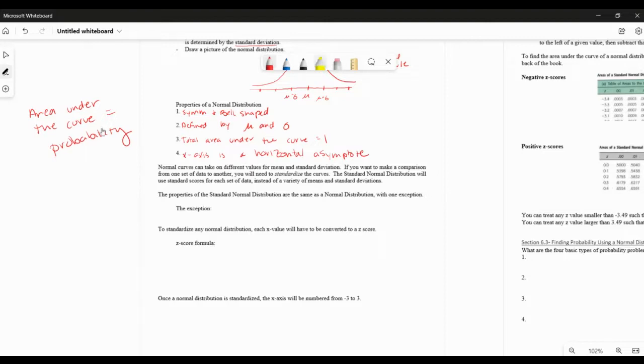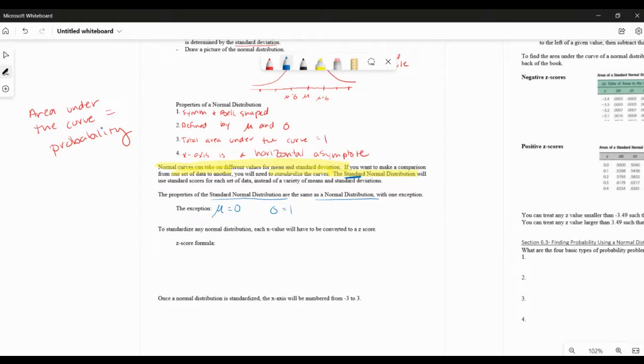All right, so here's the deal. Normal curves can take on different values for mean and standard deviation. Okay, if you want to make a comparison from one set of data to another, you need to standardize the curves so that everybody has the same mean and everybody has the same standard deviation. Okay, this is called the standard normal distribution. So one difference in the word standard versus normal distribution. Okay, so the properties of the standard normal distribution are the same with one exception. The exception is this: the mean is always going to be equal to 0 and our standard deviation will always be 1. Okay, so that's the basic thing.